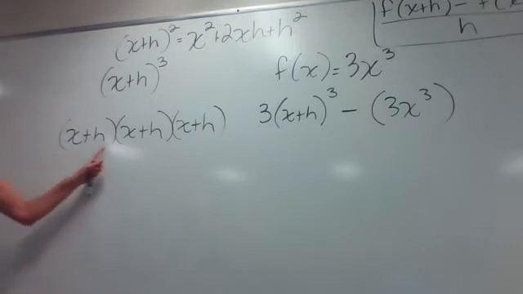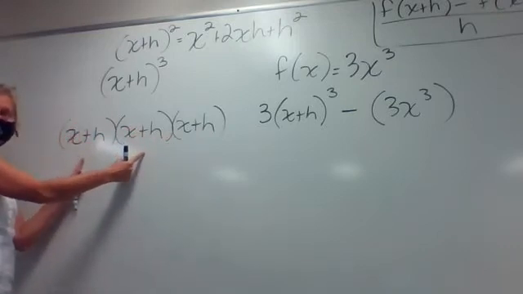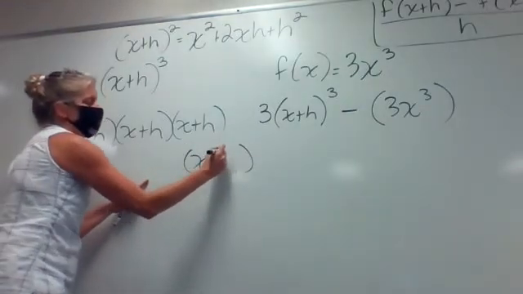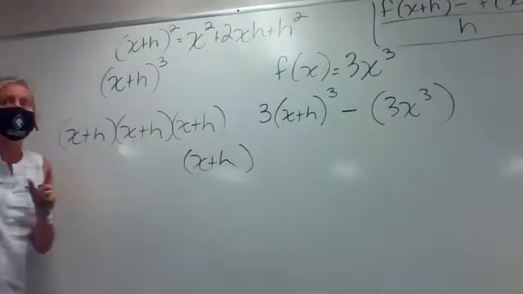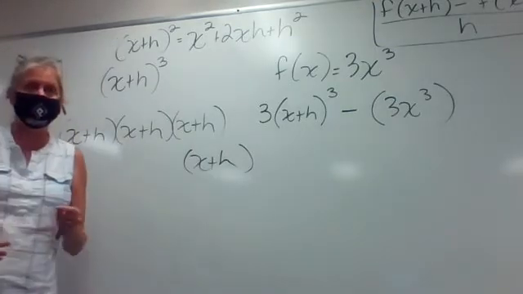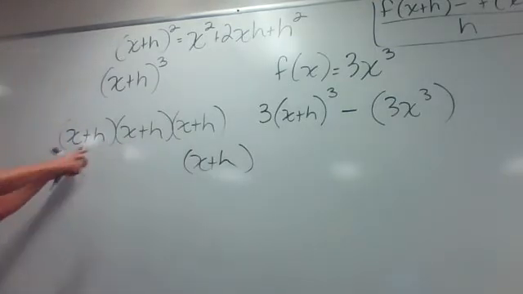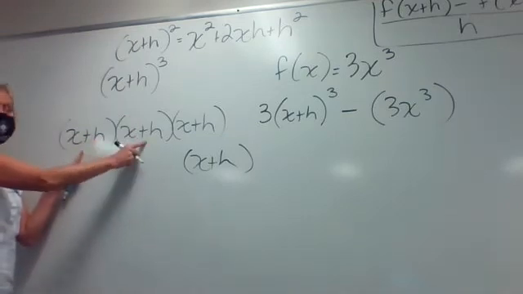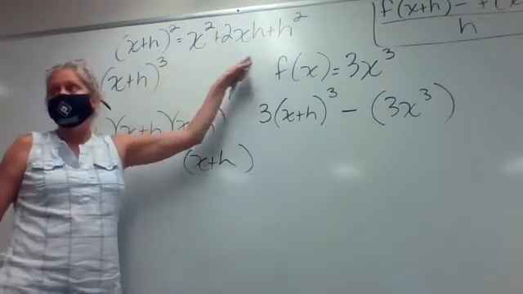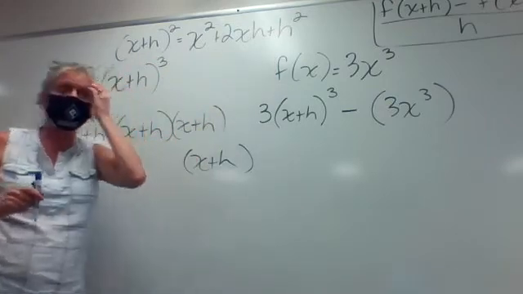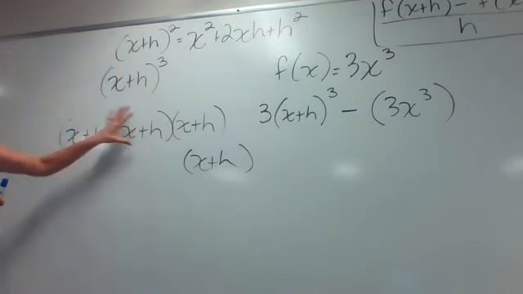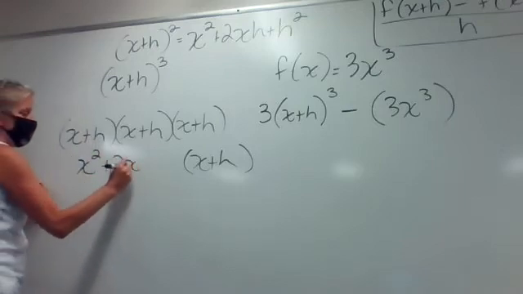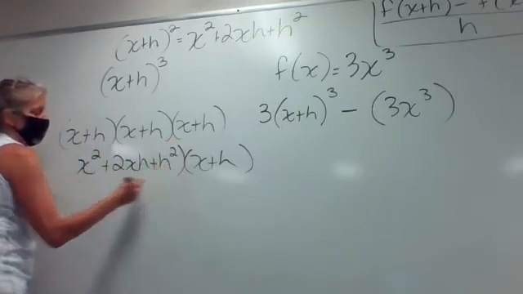Which means FOIL these two together, get your answer, and then distribute that answer to that last x plus h. So we can take a small shortcut because we have already done this, right? We did x plus h times x plus h and got that. So I can take a small shortcut because I know what x plus h squared is. It's x squared plus 2xh plus h squared.